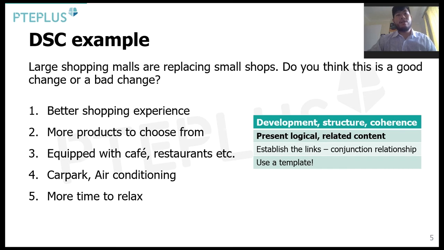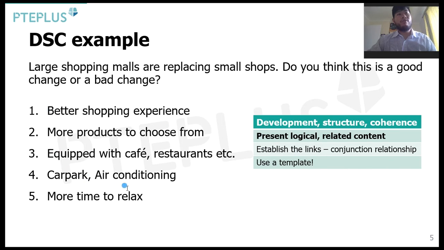A key part to DSC is to think of logical and relevant, related content. Here we've got the question: large shopping malls are replacing small shops. Do you think this is a good change or a bad change? So quite a typical question for you. What we need to do here is present logical and related content. We need to think about establishing the links as well as using a conjunction relationship. A template can help us achieve all of those things.